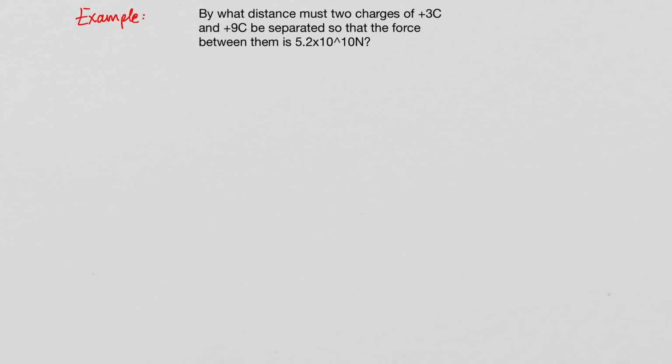Let's do the following example using the definition of the electric force. By what distance must two charges, one of positive 3 coulombs and the other one of positive 9 coulombs, be separated so that the force between them is 5.2 times 10 to the 10th newtons? So let's first make a list of the information that's provided in the problem.